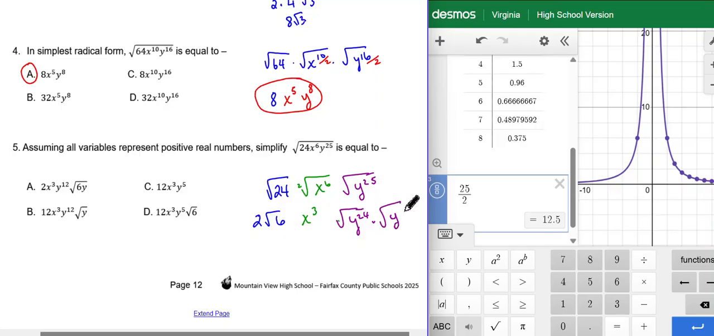Okay, so 24 plus 1 is 25. This one I can go ahead and simplify, right? Because that would just be y to the 12th power, because 24 divided by 2 is 12. And then I'm going to go ahead and bring everything else down. X cubed comes down. 2 square root of 6 comes down. Everything is being multiplied. And then look, square root of y comes down. So the things on the outside get to be together. So that's 2 x cubed y to the 12th. And then underneath my radical, I have 6y.